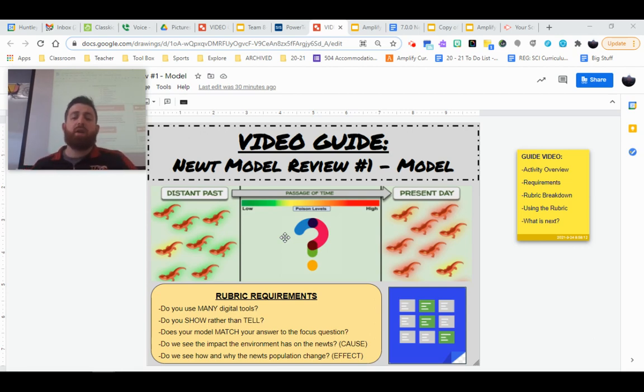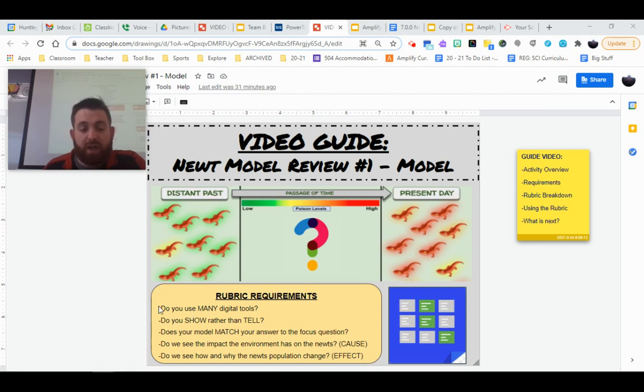Now, when we look at our model, we should be asking ourselves a few questions. Number one, do we use many digital tools? Number two, do you show us rather than tell us what you think is going on with the newts? Does your model match your answer to the focus question that we asked? Do we see the impact the environment has on the newts? And do we see how and why the newt population is changing? All of these things are important when we model what's going on with our newt population.